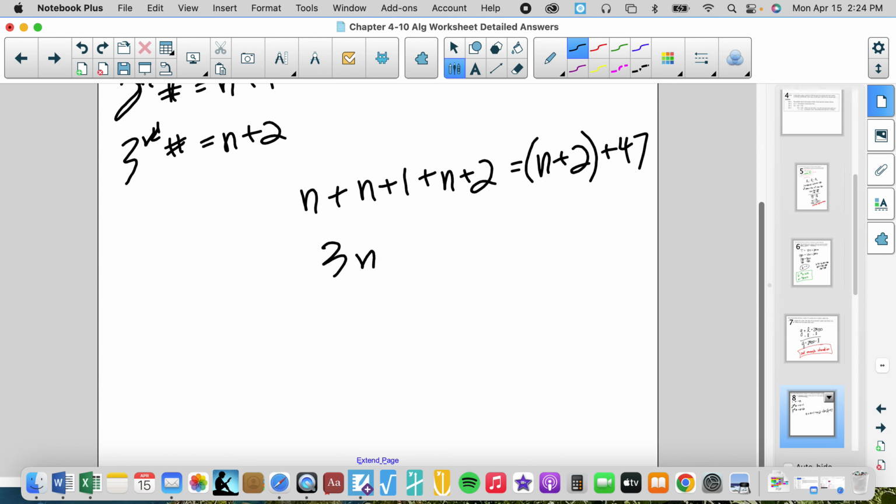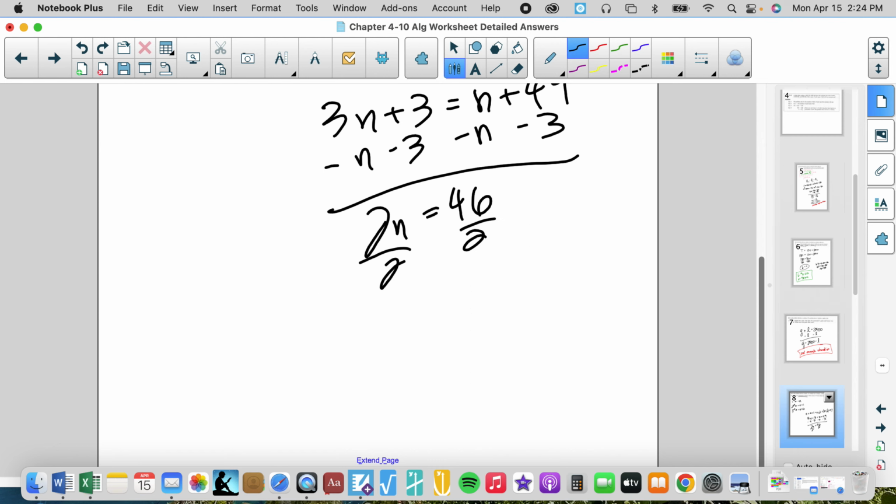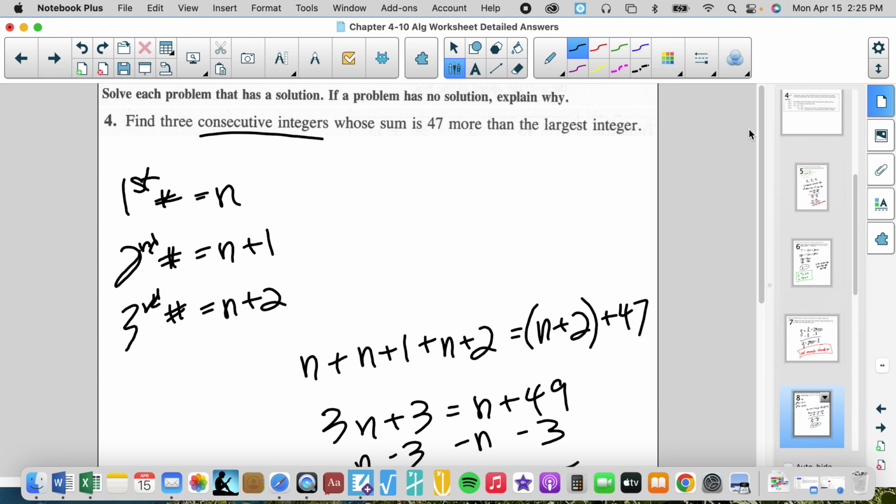We have 3n plus 3 equals n plus 49. We're going to move the variables to one side. We're going to move the constants to the other. 2n equals 46. Divide by 2, divide by 2. And we get n equals 23. n is going to be our first number. So our first number is going to be 23, then 24, then 25.